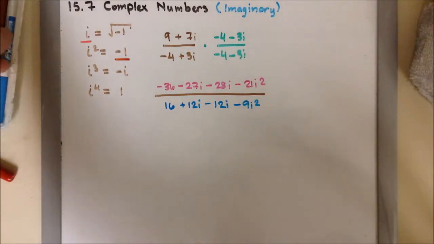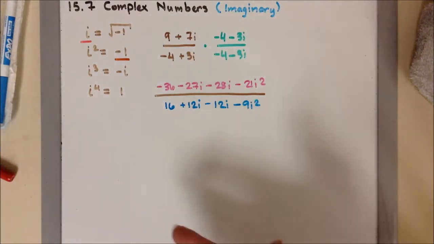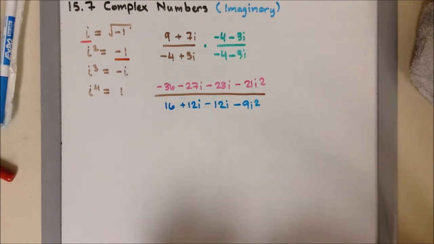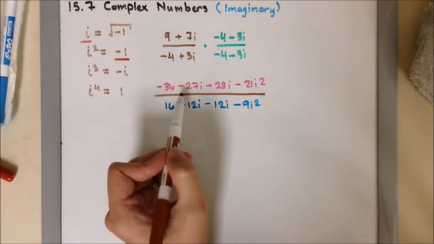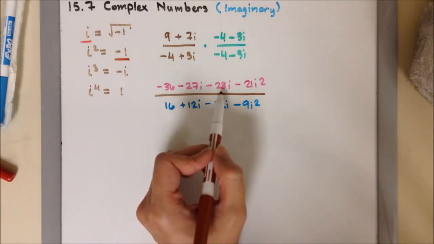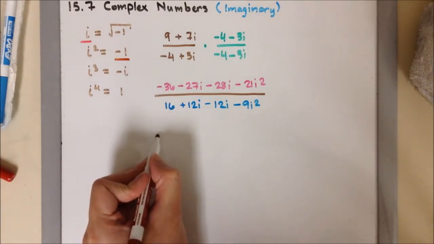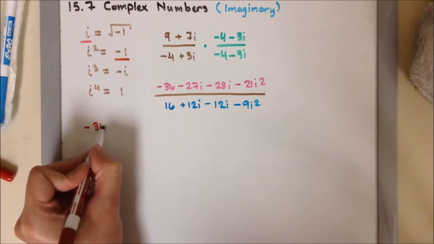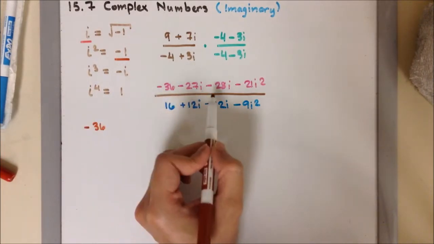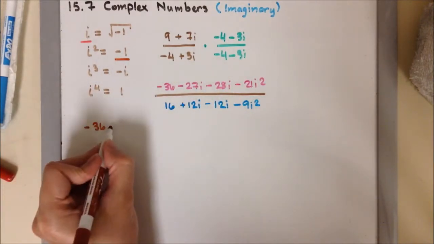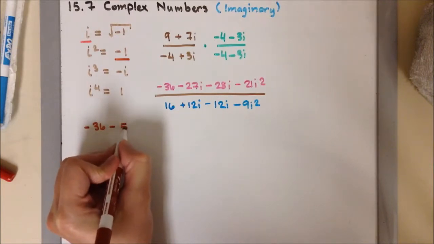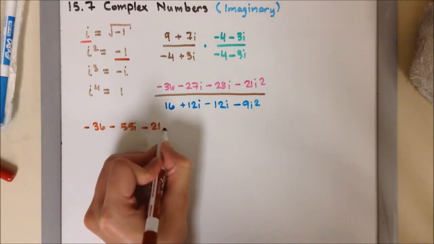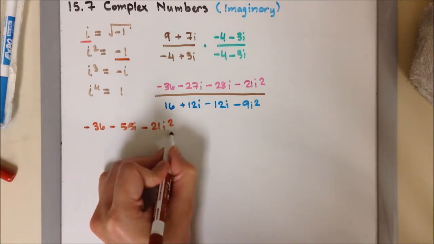Next, what I'm going to do is combine the like terms, the i's, in the numerator and in the denominator. So in the numerator, we're going to combine the negative 27i and the negative 28i. So first, I'm going to write over here, negative 36. Negative 27i minus 28i will be negative 55i, and then bring down my negative 21i squared over.